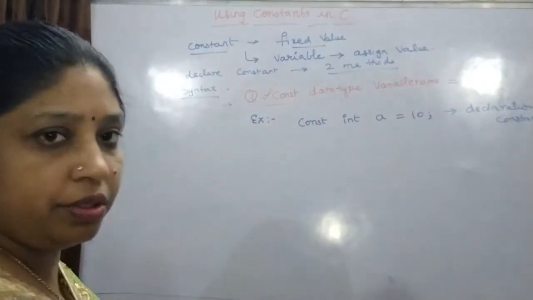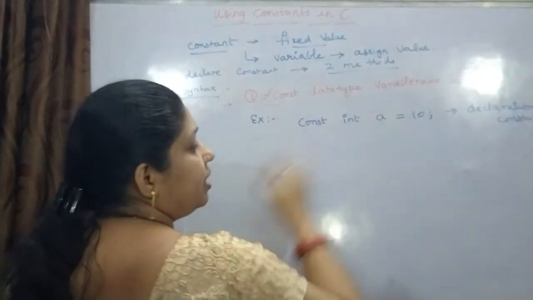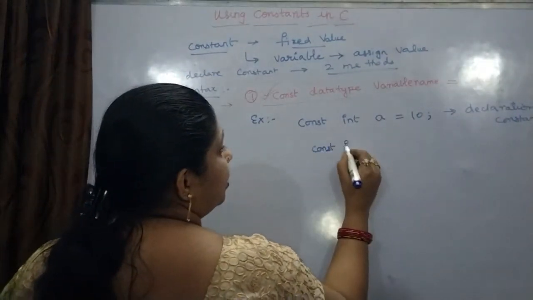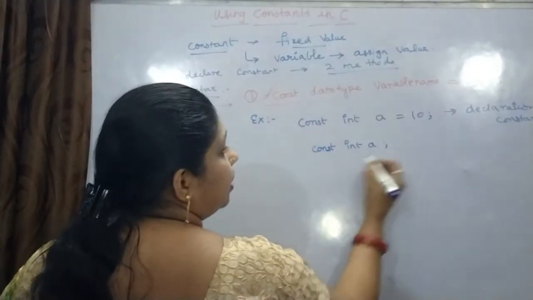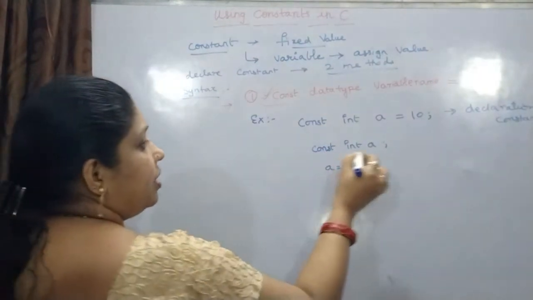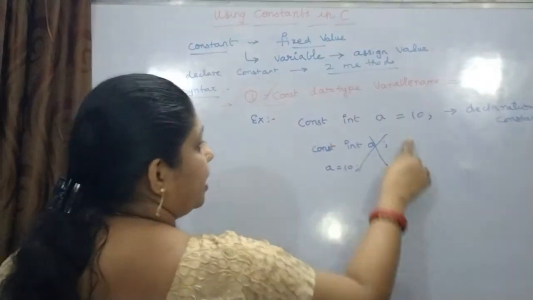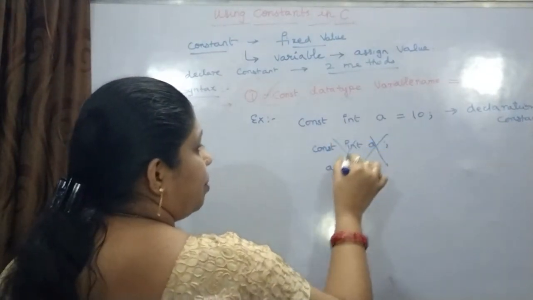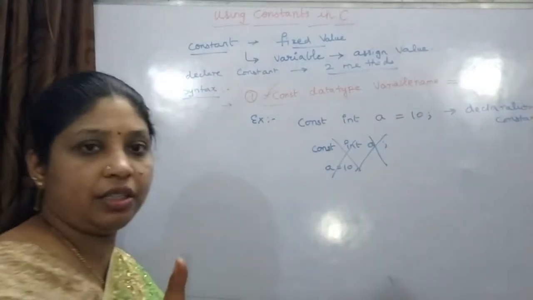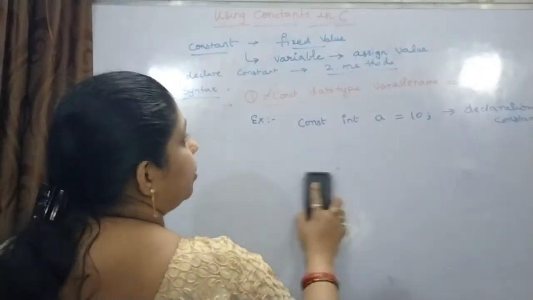Now, this is the correct syntax. Suppose you declare const int a as a declaration, and then a equal to 10 separately. If you declare like this, it is wrong. You will get an error. You have to declare everything in one statement. So this is the declaration of the first method.